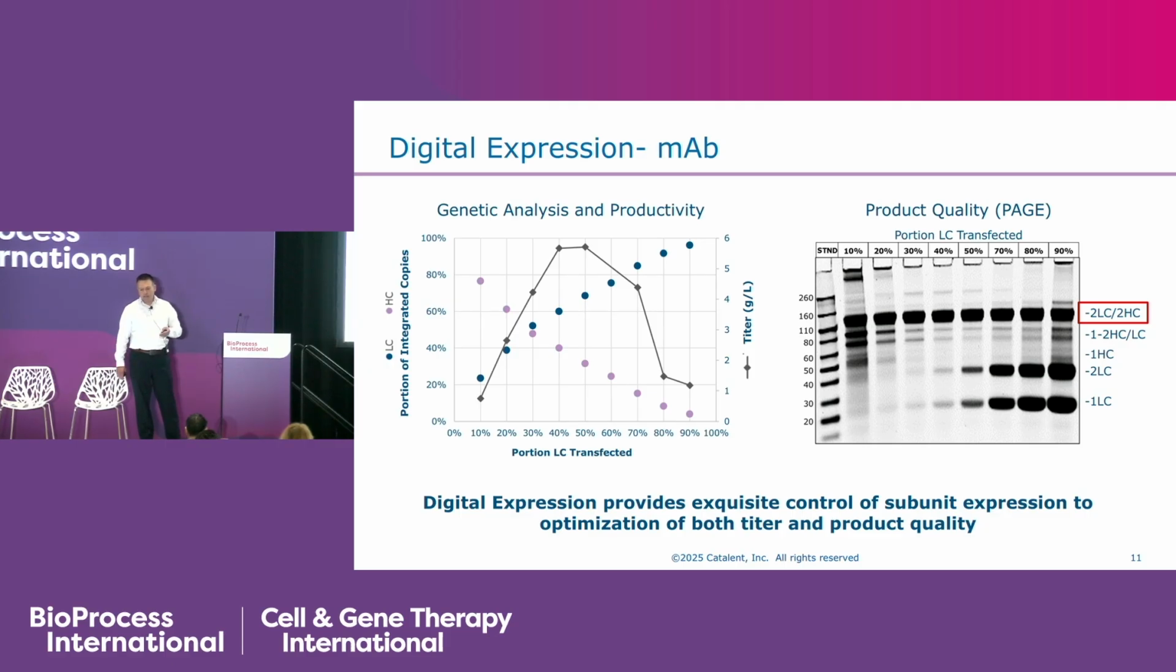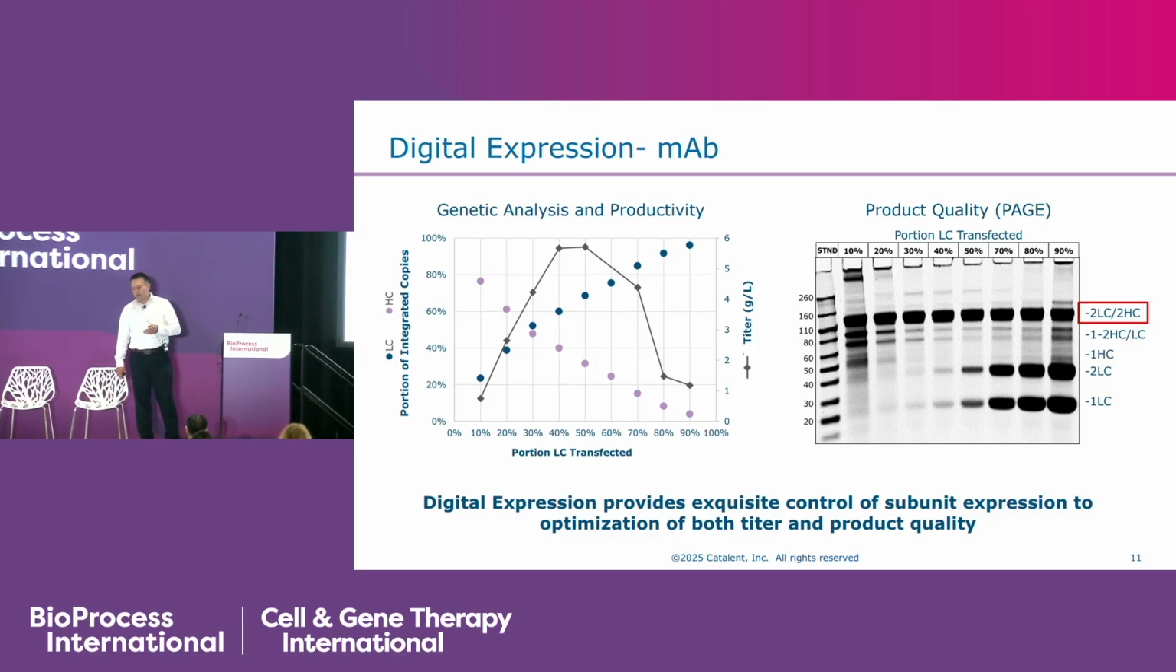So it tracks very nicely. And when we run these in a generic fed batch productivity, you can see that titer is maximal at that 50-50 range, which we all know from transient work is what we kind of expect there. But what's, I think, very interesting is not only can we look at titer of these different ratioed pools, but we can look at product quality.